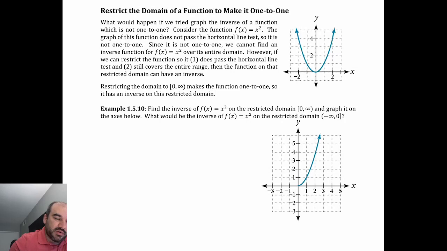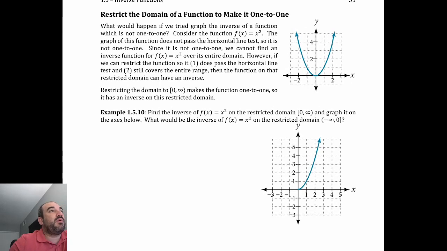Do you guys remember what one-to-one means? Anyone remember what one-to-one means? It's when each of the outputs has one input, and each of the inputs has one output. Good. In terms of graphs, do you remember the tests for one-to-one? The first is the vertical line test to see if it's a function, and then the horizontal line test to check if it's one-to-one. Good, perfect.